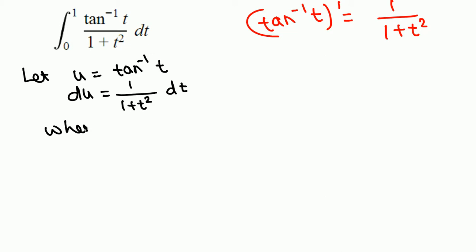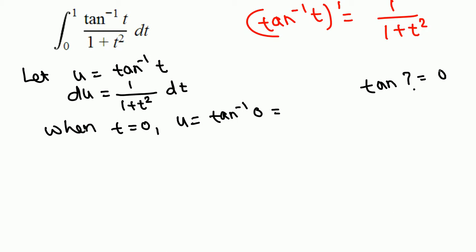So when t equals 0, what is the corresponding u? u is given by inverse tangent of 0. And what is inverse tangent of 0? It means the tangent of what angle gives you 0. We know from the unit circle that tangent 0 is 0, so inverse tangent 0 is 0.